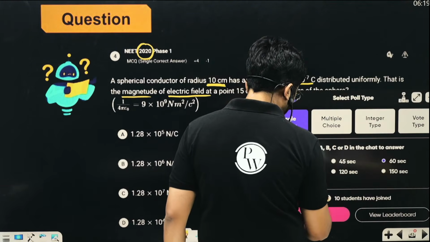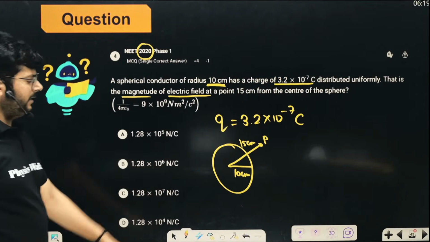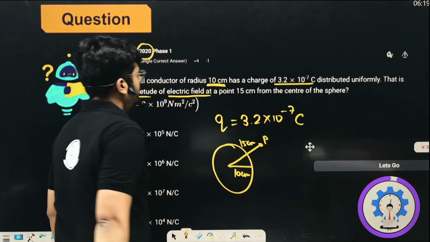All right. So think about it. Very simple numerical you have, right? So here you have it. Your time is running, okay, and your poll is also running. Okay, you can answer in the comment section.